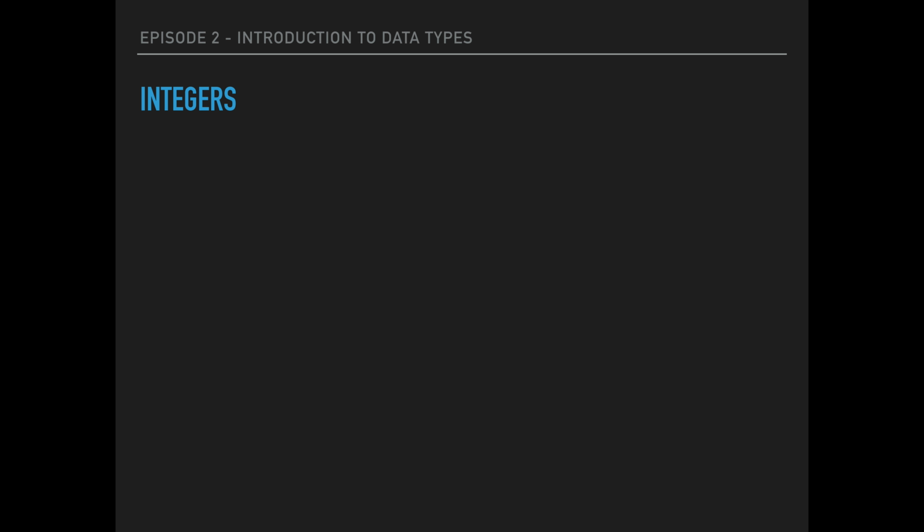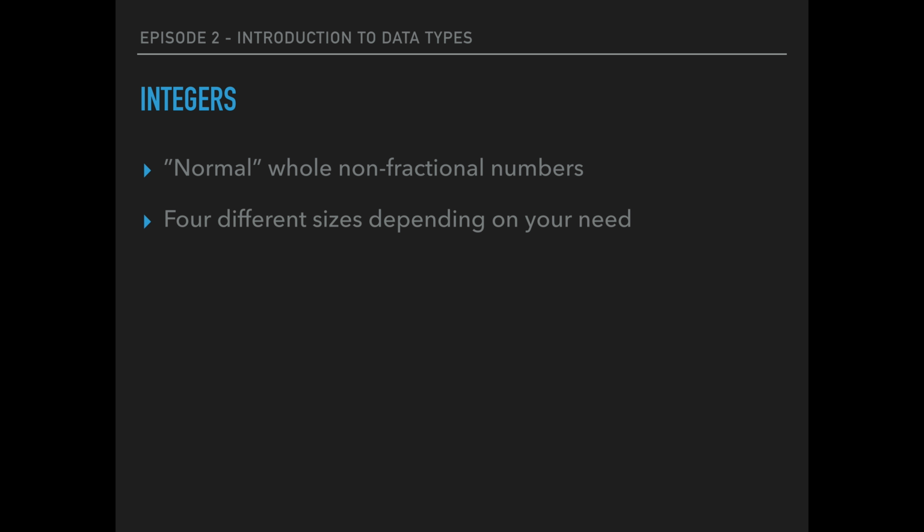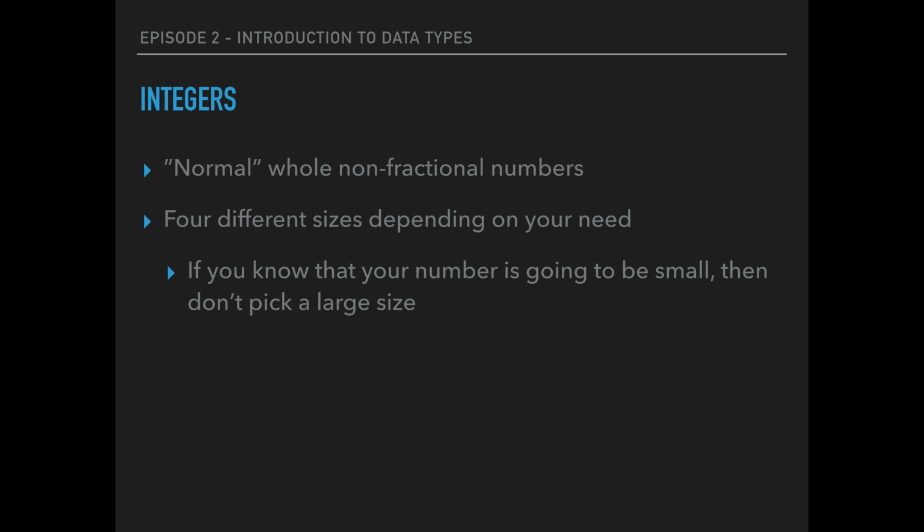And first off, we have integers. So what are integers? Well, integers are normal, whole, non-fractional numbers. And in Rust, we have 4 different sizes depending on your need. And if you know that your number is always going to be small, then don't pick a large size because that's inefficient. We also have 2 different types of integers. We have signed and unsigned.